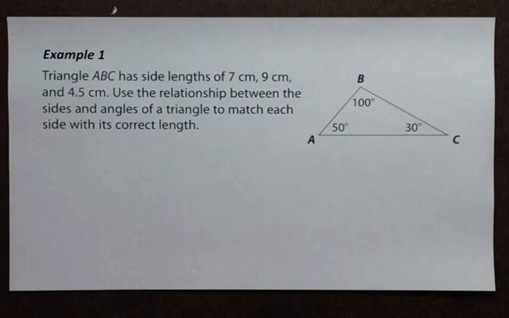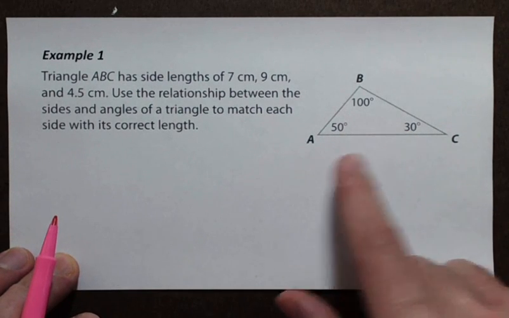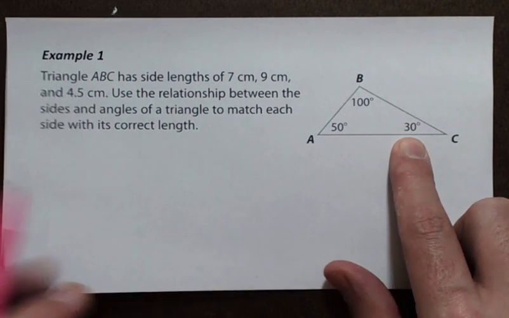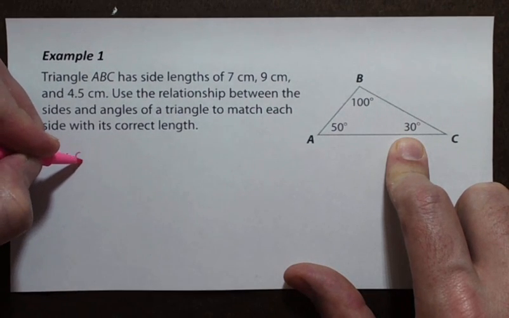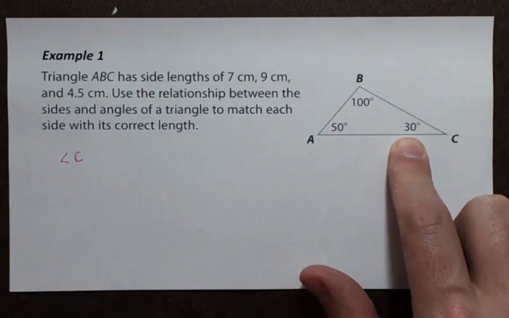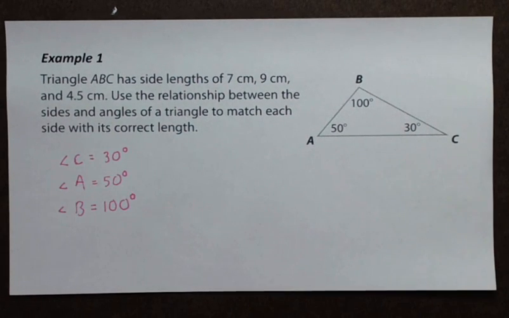So our first step is to write each of the angles in order from least to greatest. So angle C is the least. So go ahead and write the angles from least to greatest. Okay, so angle C is 30 degrees, angle A is 50 degrees, and angle B is 100 degrees.